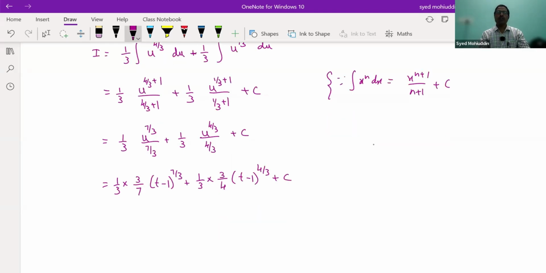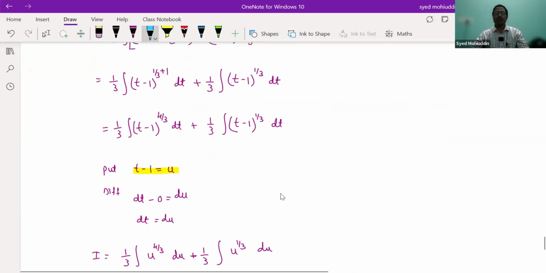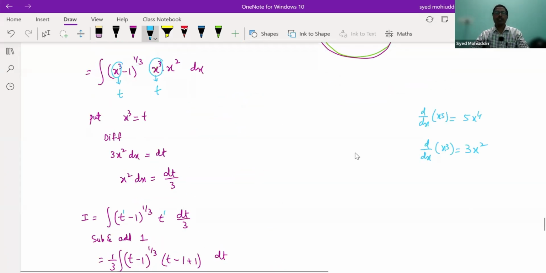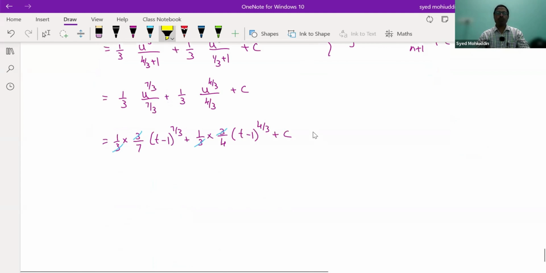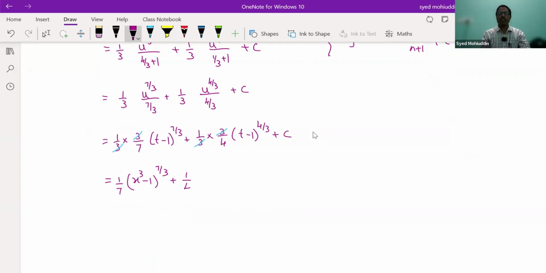You can further simplify this one. This 3 and this 3 will get cancelled. This 3 and 3 will get cancelled. But what is the value of t that I have taken initially? If you go back, t value over here, I have taken t as x cube. So put the value of t as x cube. So you will be getting the value as (x cube minus 1) whole power of 7 by 3, plus this 1 by 7 is there. I'll write 1 by 7 as it is. Here you are having 1 by 4. T value is (x cube minus 1) whole power of 4 by 3, plus the constant c.